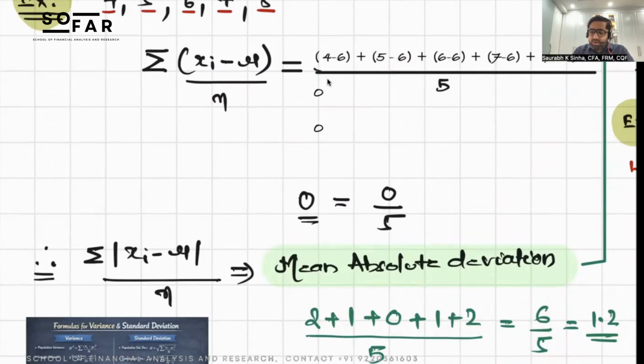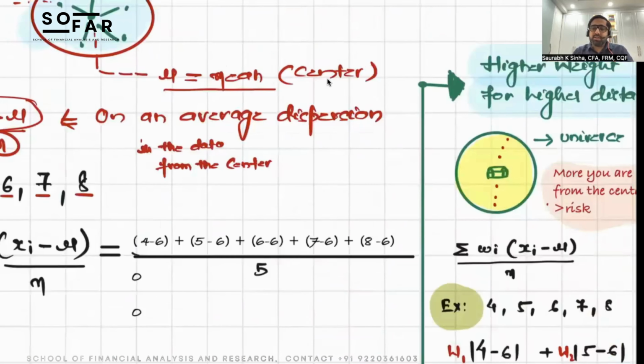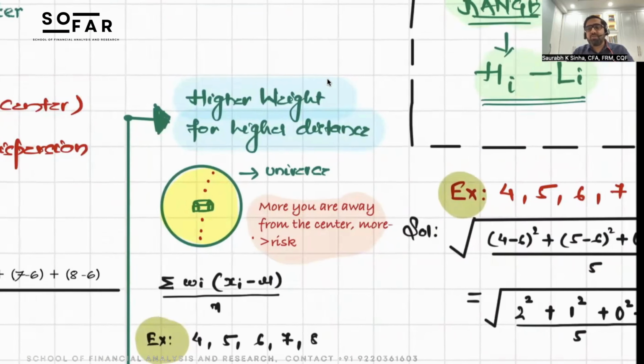Now, mean absolute deviation is doing the job properly. Everything is working fine, but only one problem. It does not cater to the human emotions of risk and fear. And for that, we have a solution. This is the solution: assign higher weight for higher distances from the mean.